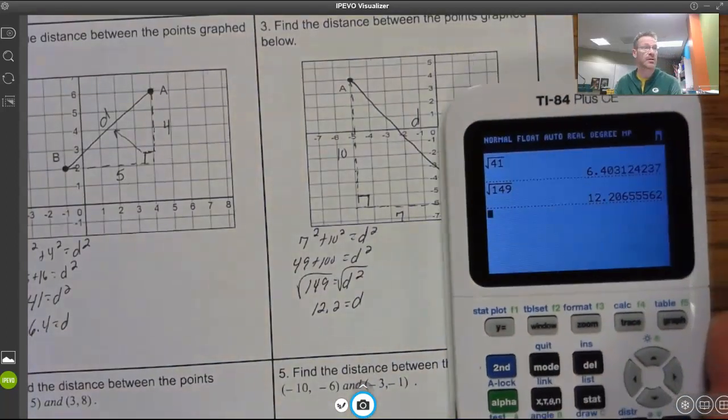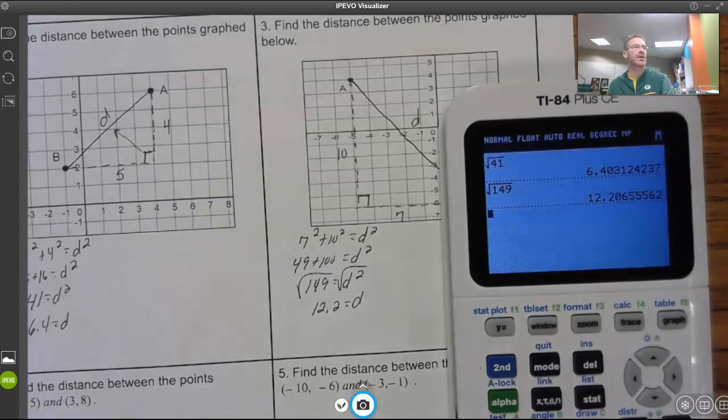And I didn't do that on screen, but I'll show you there. There you go, square root of 149, 12.2. And that's all the distance is. It's really just Pythagorean theorem.